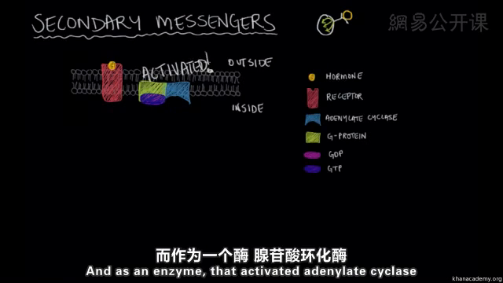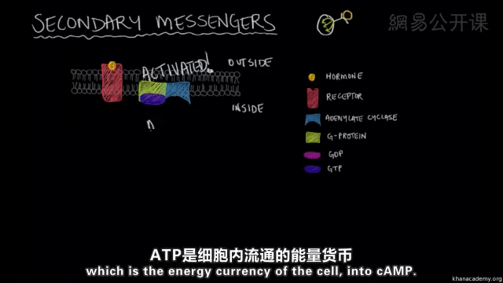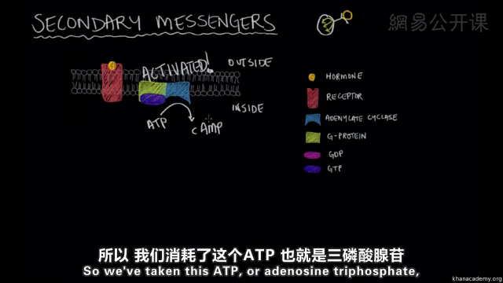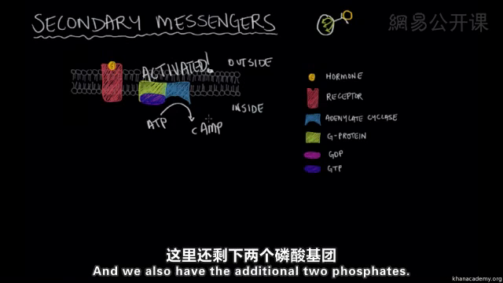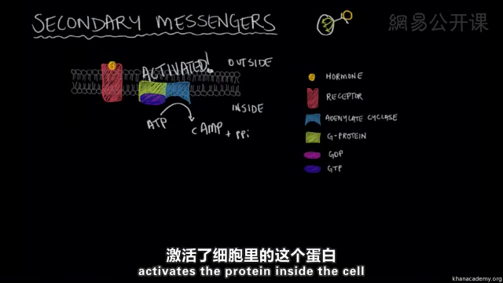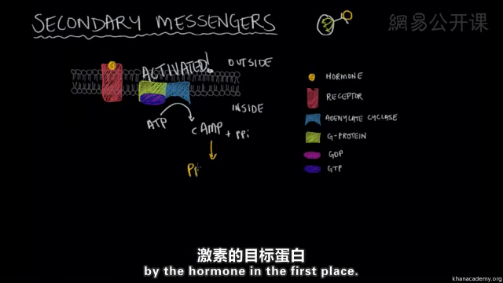And as an enzyme, the activated adenylate cyclase facilitates the conversion of ATP, which is the energy currency of the cell, into cAMP. And cAMP stands for cyclic adenosine monophosphate. So we've taken this ATP, or adenosine triphosphate, and created cyclic adenosine monophosphate, and we also have the additional 2 phosphates. But it's the cAMP molecule that activates the protein inside the cell, whose effect is really being targeted by the hormone in the first place.